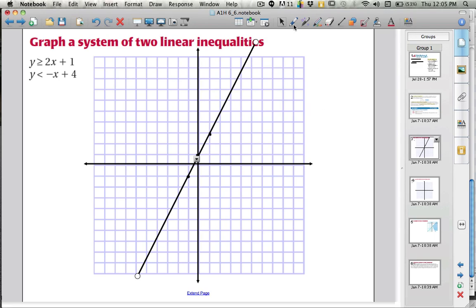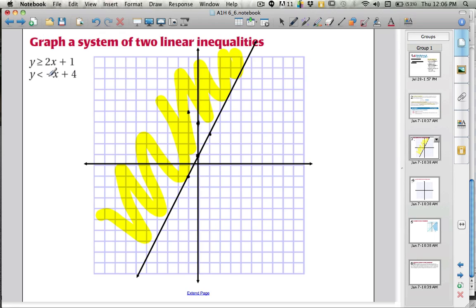And then I want to shade the correct half of the graph. Well, this is y is greater than, that's above the line. So this is the area that is the solution of that one inequality. When we look at the other inequality, I have a y-intercept of 4. So let's see, 1, 2, 3, 4. And I have a slope of -1. So down 1, left 1, up 1, right 1.